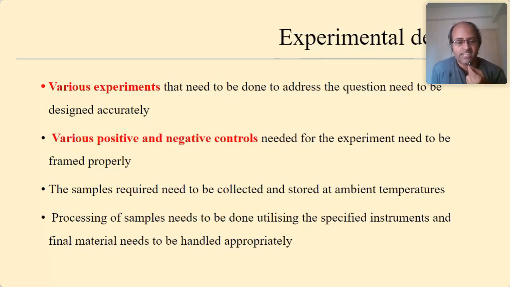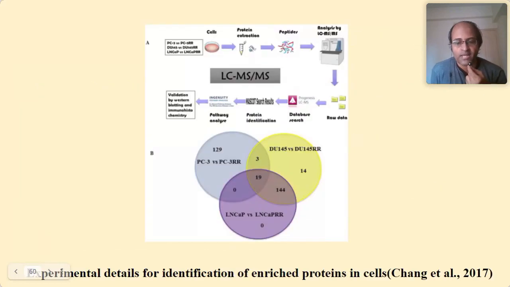Then, one example which has been put forth here for the experimental details is this. This particular example deals with identification of differential proteins that are expressed in different cells. Here we have the cells which have been shown. You collect the various cells, you extract the protein from them, you make peptides by proteolytic degradation and analyze by mass spec. Once you have the raw data from the mass spec, you do the database search, then you do the pathway analysis, and we can draw differential expression.